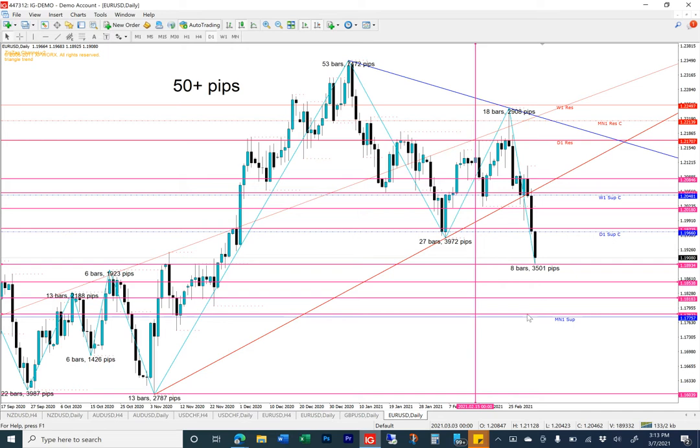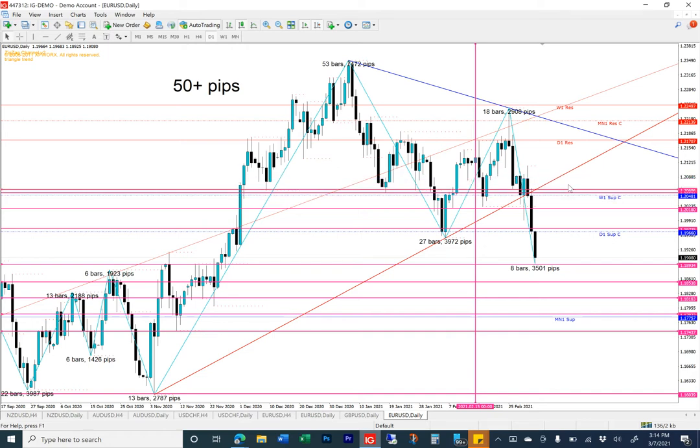Next level after that would be right around here, or that month one support, okay? And if price happens to continue, we'll see it about there, okay? It doesn't usually drop that fast, so keep that in mind.